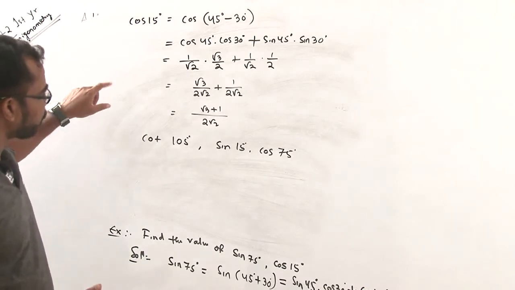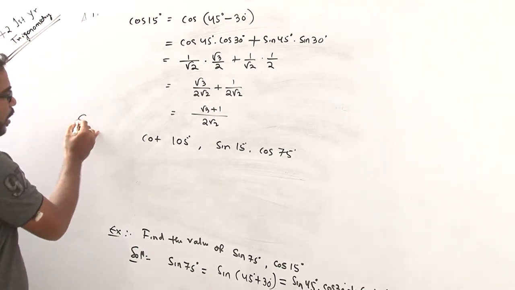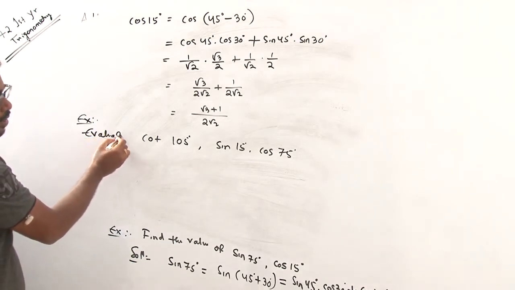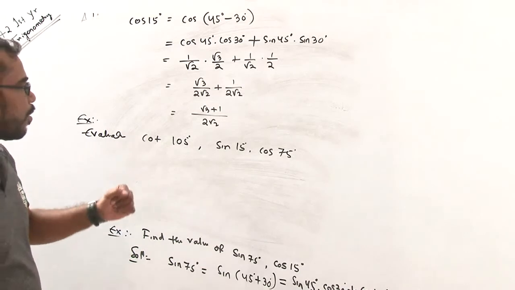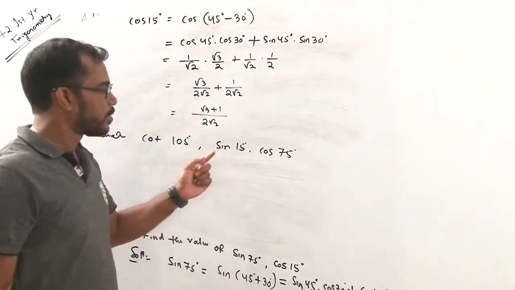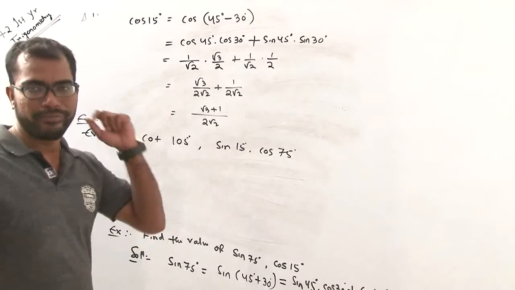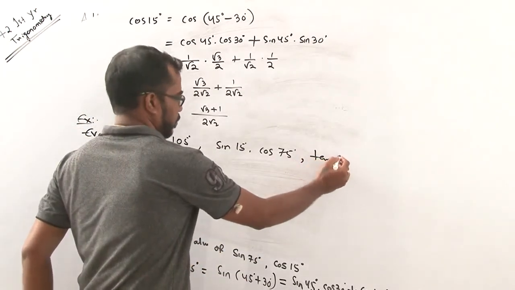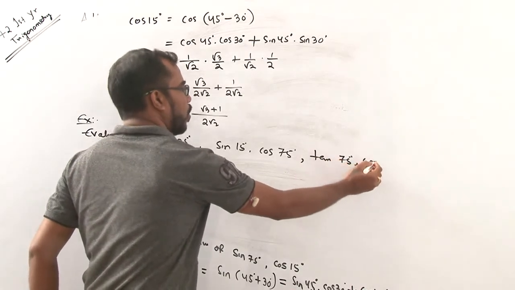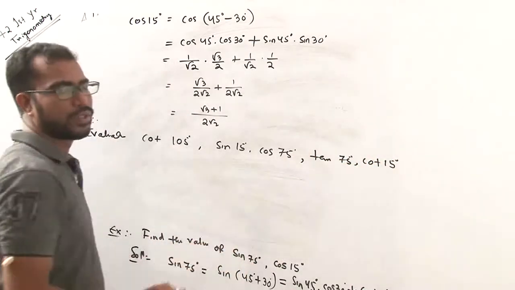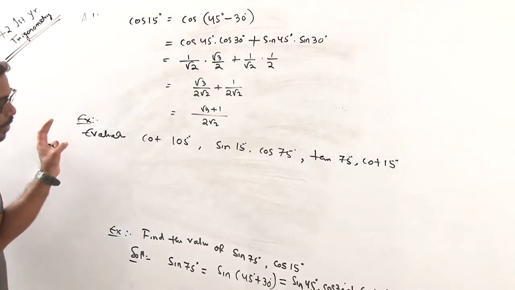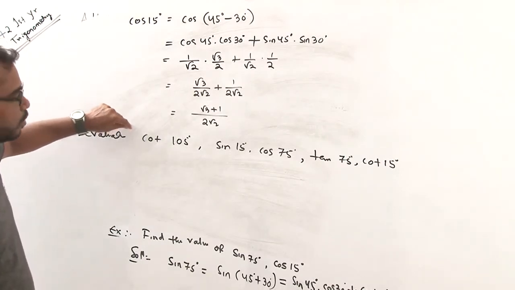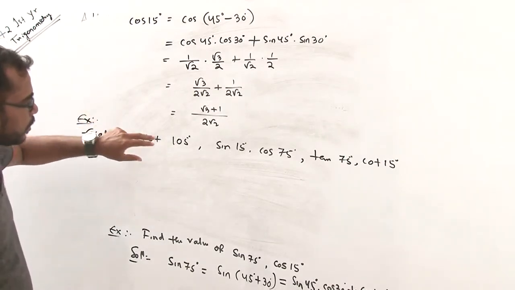So this is homework: to find the value of cot 105 degree, sin 15 degree, cos 75 degree, tan 75 degree, cot 15 degree. This is the question to evaluate these values. It is your homework to evaluate these.